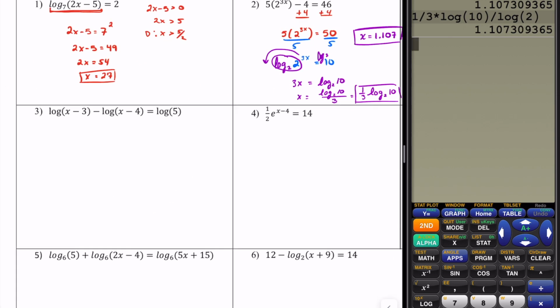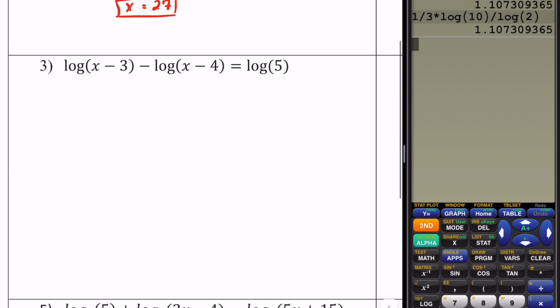So let's check out some domains. x minus 3 has got to be greater than 0, so x is greater than 3. x minus 4 has to be greater than 0, so x is greater than 4. So x has to be greater than 4, because if you're greater than 4, you'll also be greater than 3.